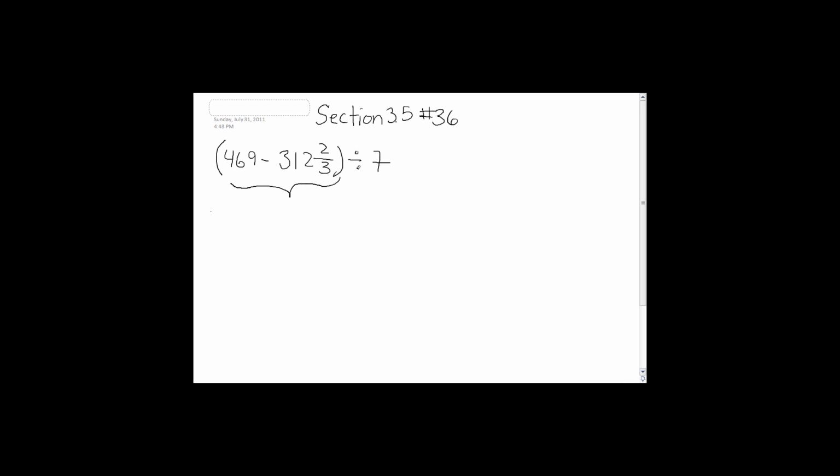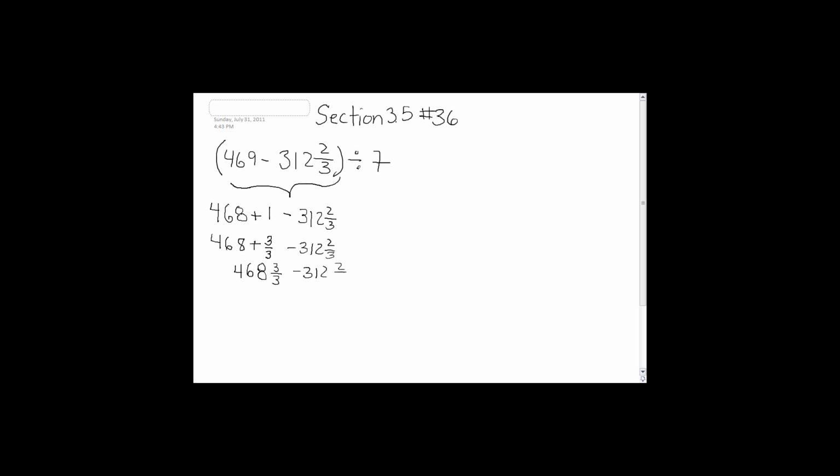Let's do this subtraction right here first, and we see that we will need to either borrow or change each of these two numbers into improper fractions. So let's first of all say to ourselves that this 469 is actually 468 plus one more, but we know that 1 can also be expressed as 3 out of 3, because 3 out of 3 is also 1 whole. So that is 3 over 3, add it to the 468 to give us 468 and 3 over 3, minus the 312 and 2/3.